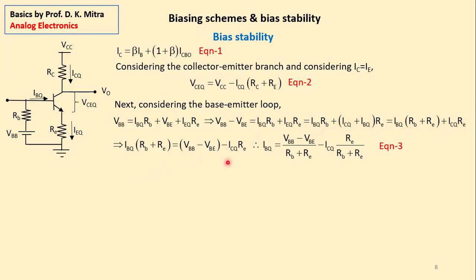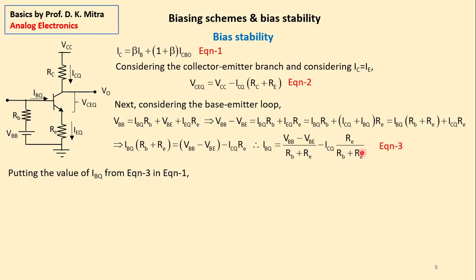From here we get IBQ (RB plus RE). This ICQ RE we take to the left-hand side: IBQ (RB plus RE) is equal to VBB minus VBE minus ICQ RE. So the base current IBQ is equal to (VBB minus VBE) divided by (RB plus RE) minus ICQ RE divided by (RB plus RE). This is equation 2.